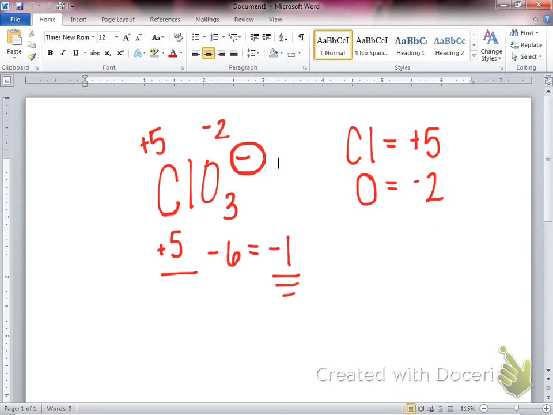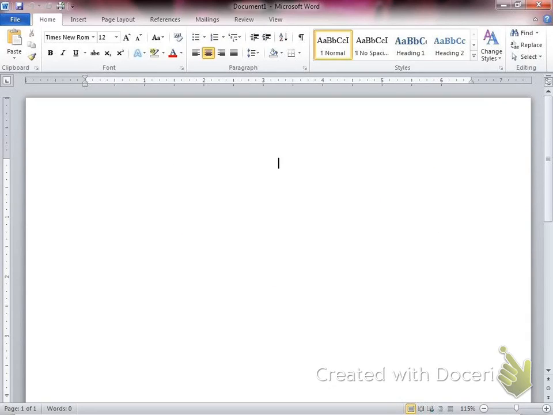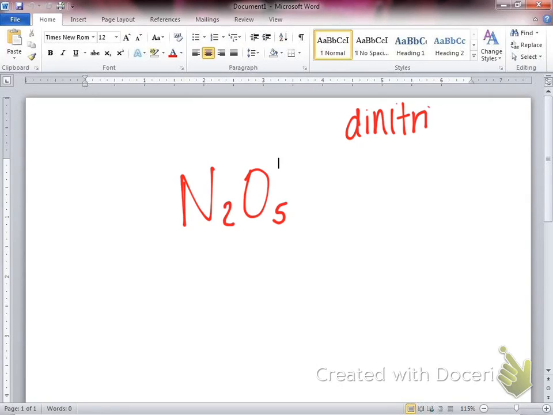All right, I want to try one more. That's going to change that first one just a little bit. N2O5. Let's name that molecule first. Dinitrogen what? Pentoxide. And it's ionic or covalent? It's covalent. Good.